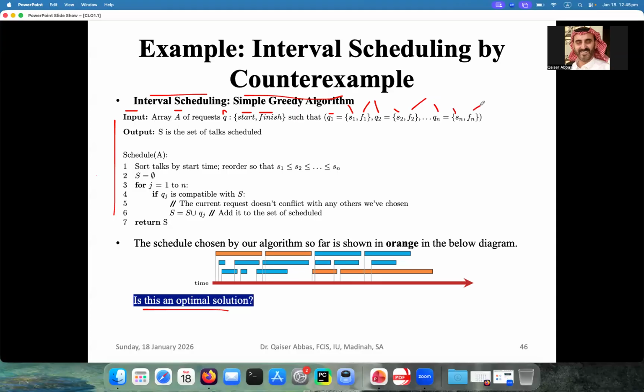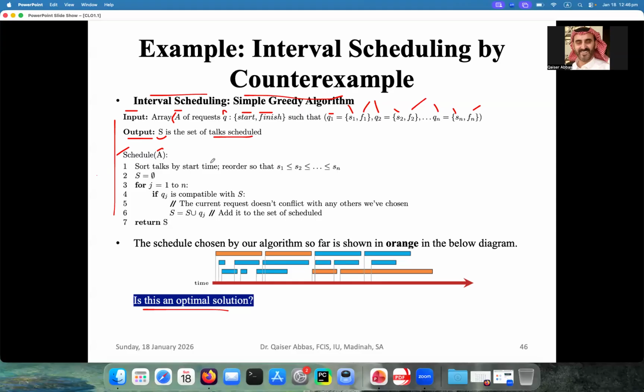Understood? And then the output would be some set S with tasks scheduled, or talks scheduled. Talks mean lectures, or you can say task schedules or request schedules. Here the algorithm is starting properly. We are just giving the input of the algorithm and the output, and we are passing array A into it.